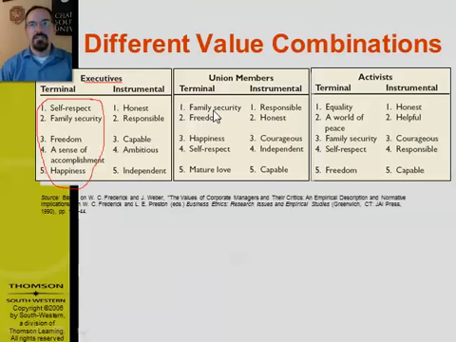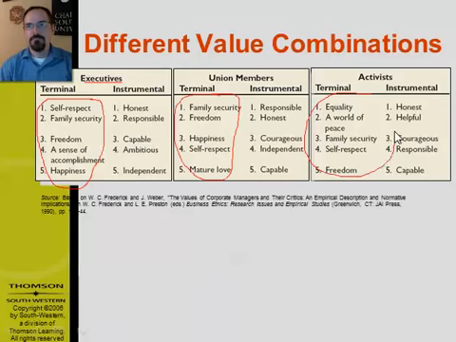Well, how does that stack up against union members? They tend to value similar things, but not all. Family security, yep, that was number 2. Freedom, yep, that was number 3. Happiness, yeah, that was number 5. Self-respect, yep, that was up here. And mature love, well, that wasn't even on here at all. So they tend to have not a very different view, but a different order of the top values.